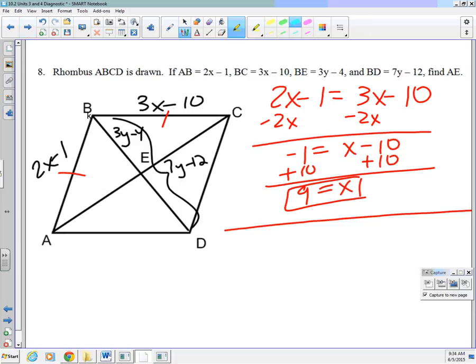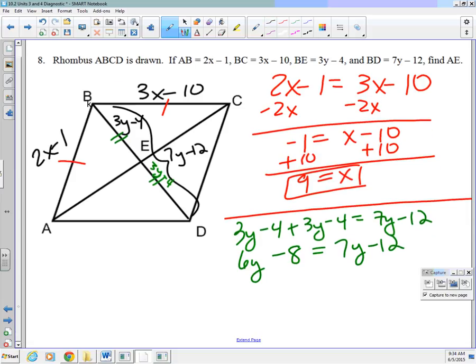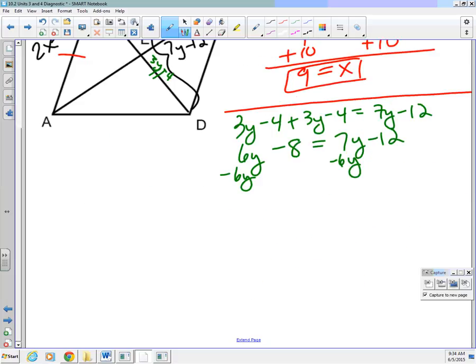Well, I also know that the diagonals bisect each other for a rhombus. That's true of any parallelogram, actually. So I know that these two pieces are equal. So down here, I also have another 3y minus 4. So I could do 3y minus 4 plus 3y minus 4 is 7y minus 12. And 3y plus 3y is 6y. Negative 4 minus 4 is negative 8, equals 7y minus 12. I'm subtracting 6y from both sides. I get negative 8 equals y minus 12. Add 12 to both sides. And y is equal to 4.